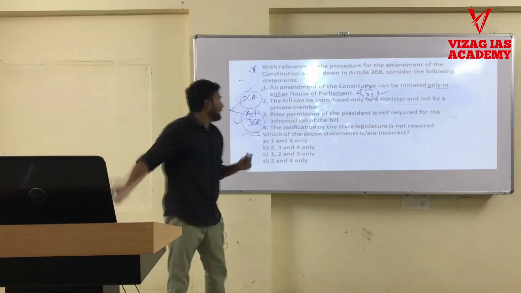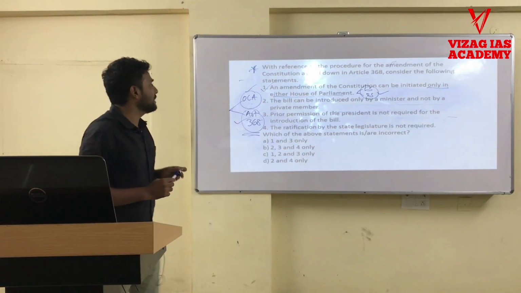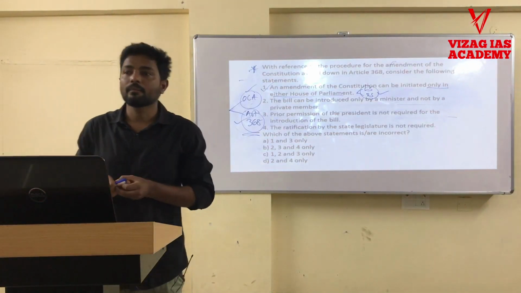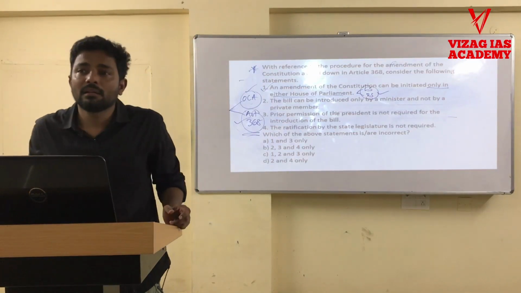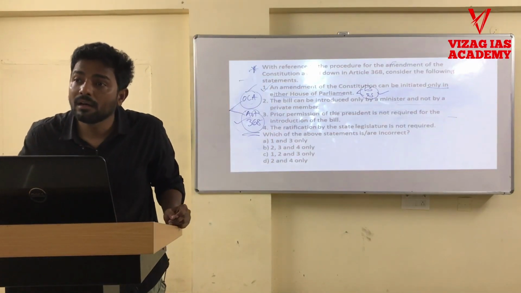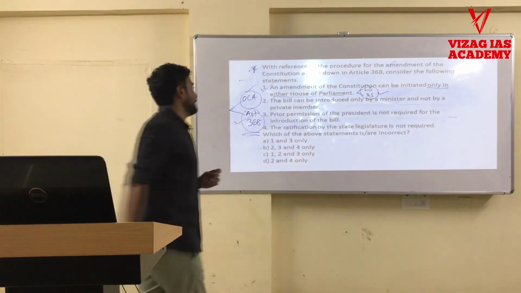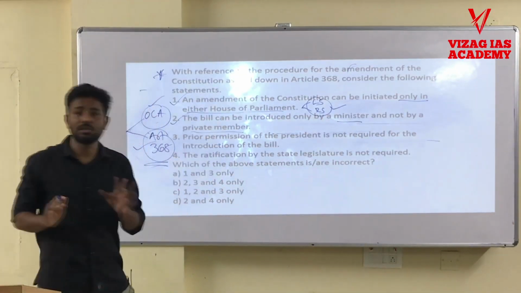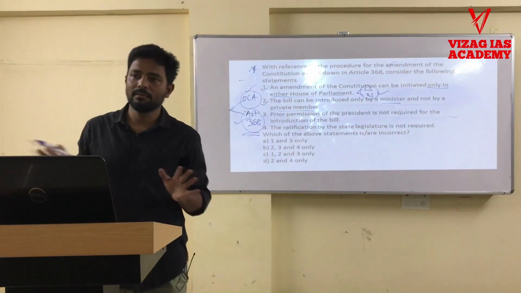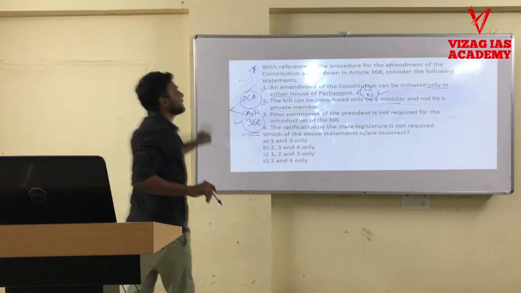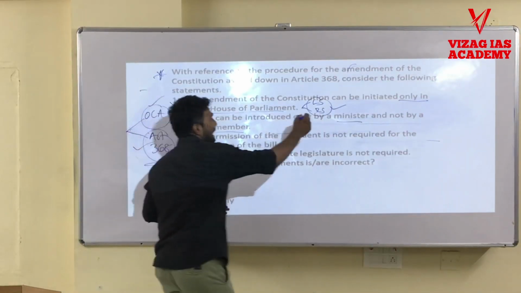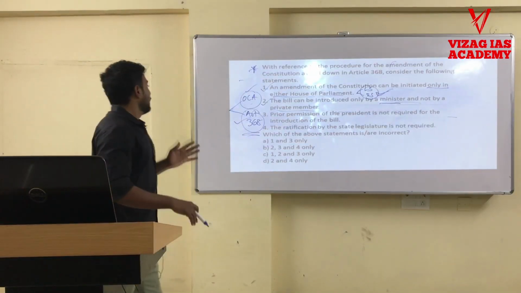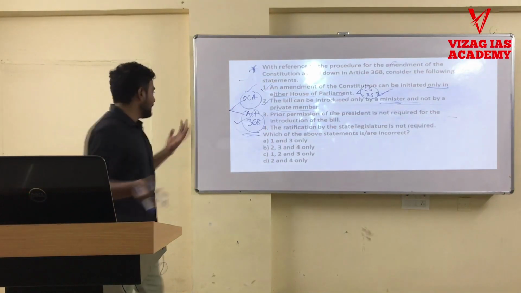So this is correct. And the second point is, the bill can be introduced only by a minister and not by a private member. Is it correct or not? Any person, whether a minister or a private member, anybody can introduce a constitutional amendment bill. There is no bar that only a minister should introduce this. It can be introduced in either house and by any member of both the houses, whether elected member or nominated member, it could be anybody.